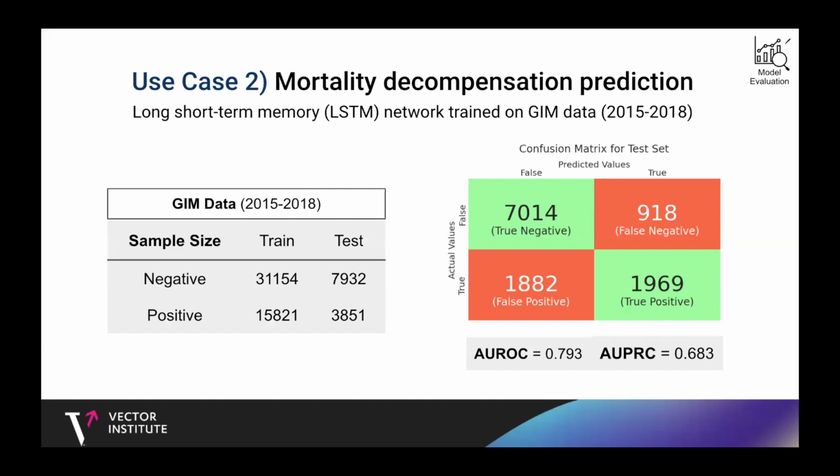And so I trained an LSTM model on patients admitted to the general internal medicine clinics from 2015 to 2018, so only a subset of the data. And the model achieved an AUROC of 0.793 and an AUPRC of 0.68.